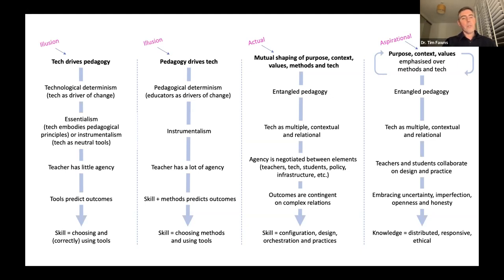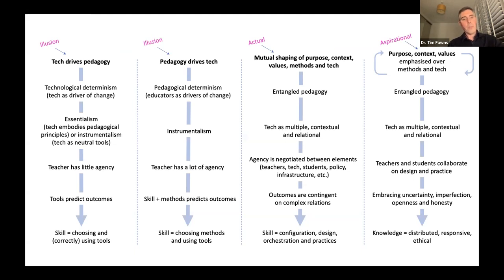So what I tried to do was characterize some aspects of different views of the relationship between technology and pedagogy. The first one being the view that technology can drive pedagogy, which I've called technological determinism. So technology here is the driver of social change. And the view of technology can be essentialist, in which it embodies pedagogical principles such as inclusivity or efficiency or something like that. Or it can be that there is an instrumental view of technology, where technology is seen as a neutral tool, but it's a neutral tool that drives the efficiency of, or the effectiveness of, education. So actually there can be these hidden values of efficiency or effectiveness.